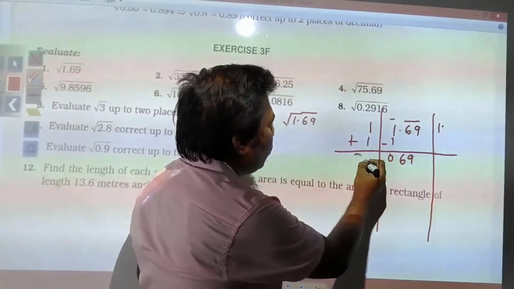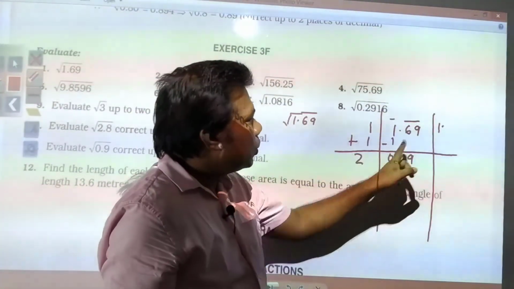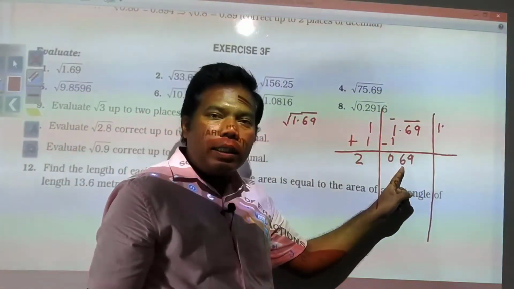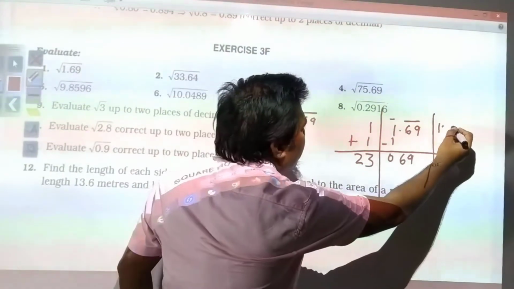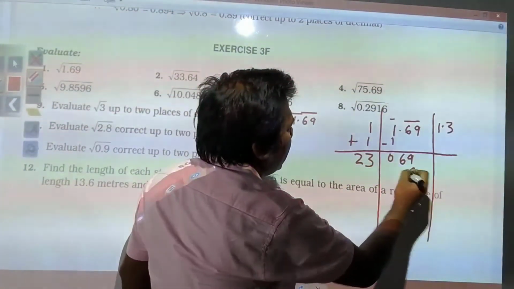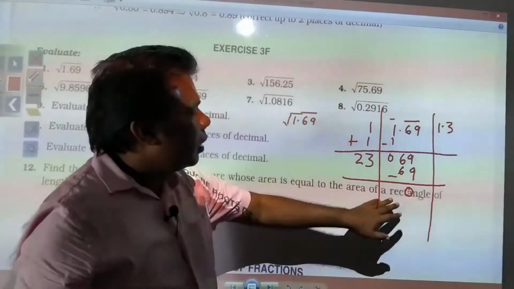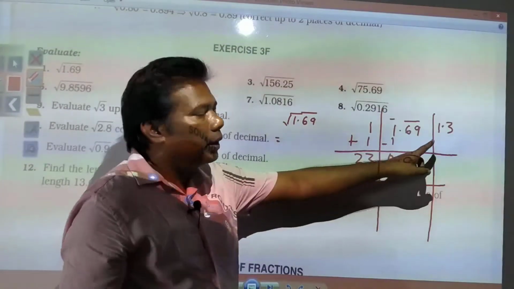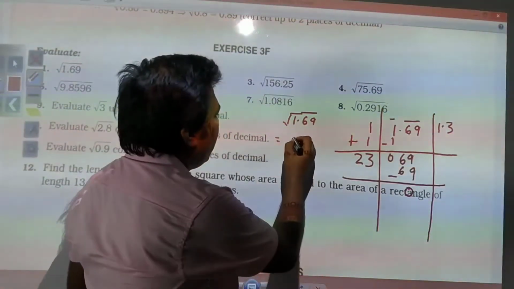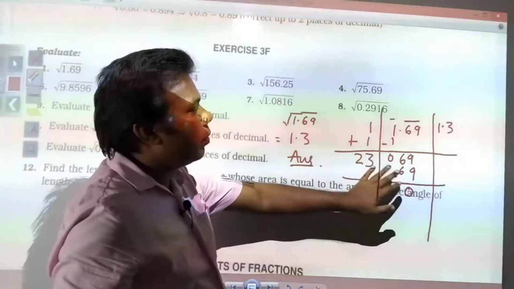You have got 2. Now we need to see how many times we should multiply so that we will get either 69 or equal to 69. So here you see 3 is needed to be multiplied. So 3 3s are 9, 3 2s are 6. After subtraction you have got remainder 0. So finally root under 1.69 is equal to 1.3, and this is your answer. So in this way you need to find it out.